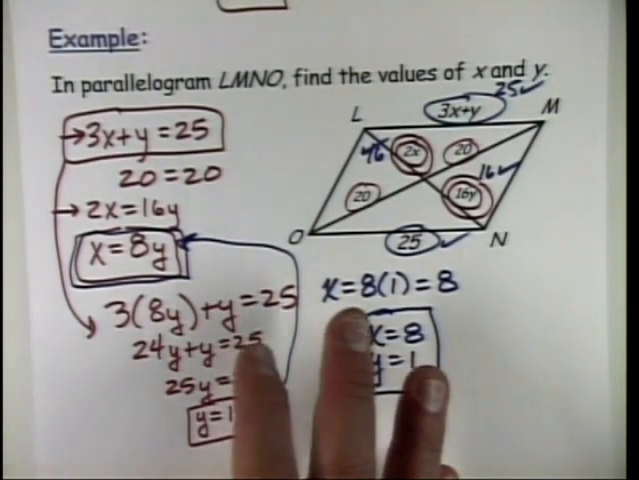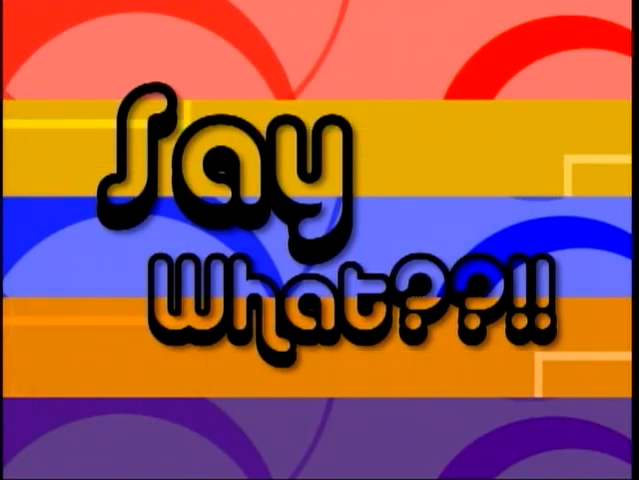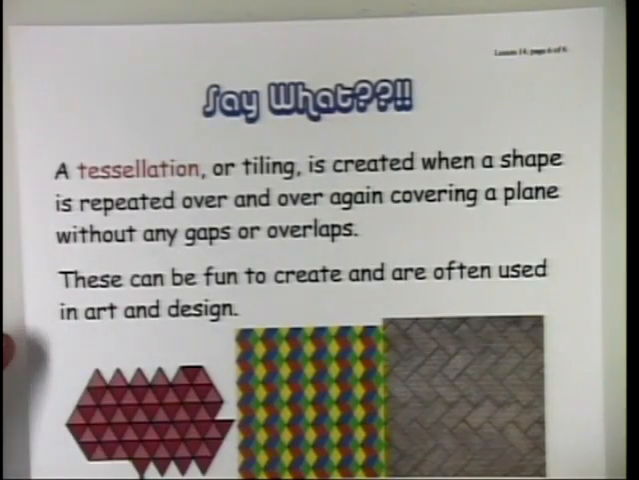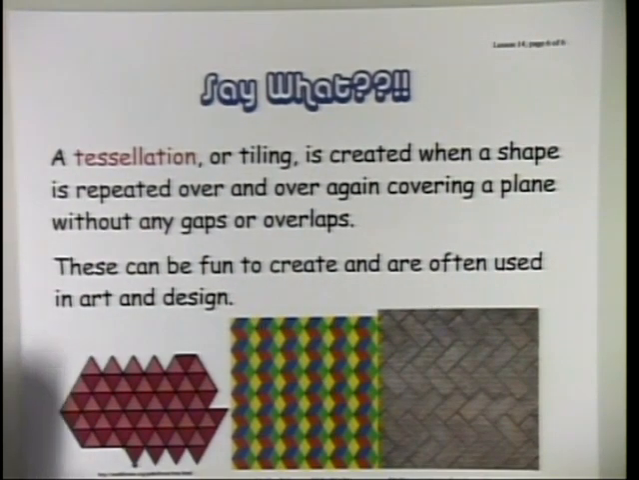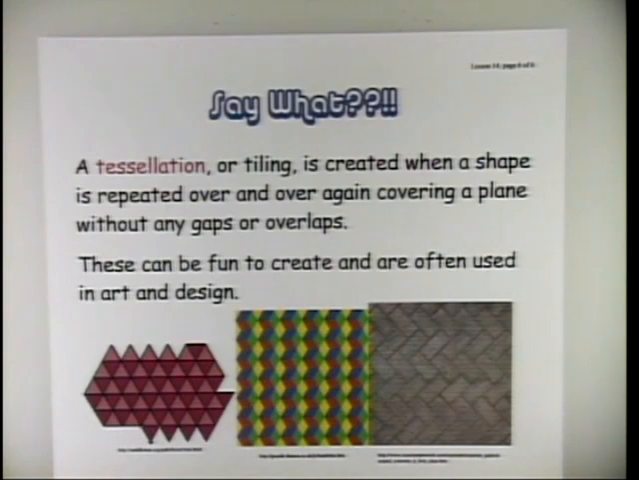All right. Now it's time for the part of the program we call the Say What? Today is just going to be a nice application of what we can do with quadrilaterals, or any polygons really, for that matter, or diagrams. And it's called tessellations. Here's what a tessellation is. A tessellation is basically created when a shape is repeated over and over and over again, covering a two-dimensional plane without any gaps or overlaps.